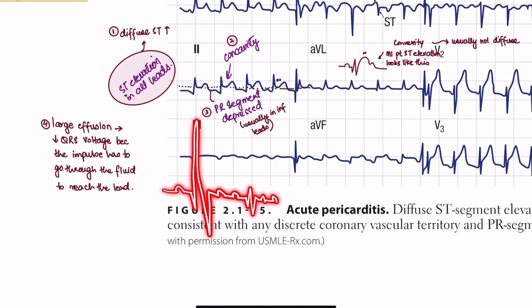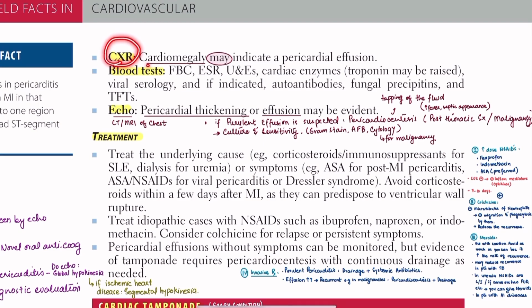If we would do a chest x-ray, we would find cardiomegaly, and that will indicate that there might be pericardial effusion, but this is not a very specific sign, and this can happen in so many other causes as well.